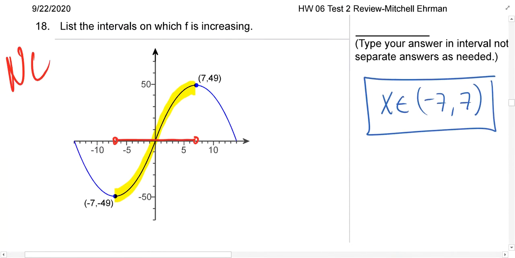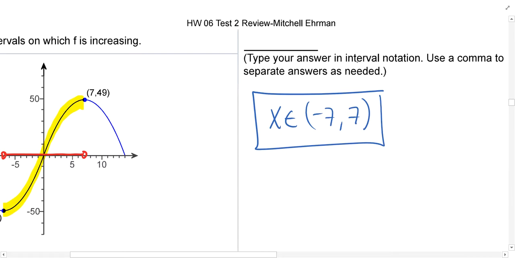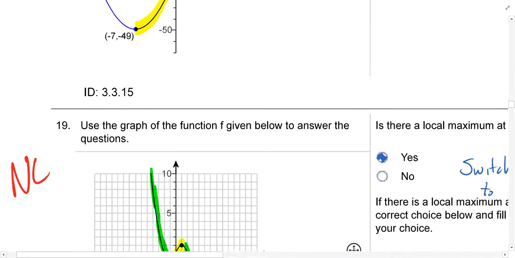For number 18, we're identifying the intervals on which f is increasing. This is particularly interesting because the problem did come out and state that you need to return your result in interval notation. Even though Math Excel is really only looking for this component, I do believe that the best answer would include the element notation.